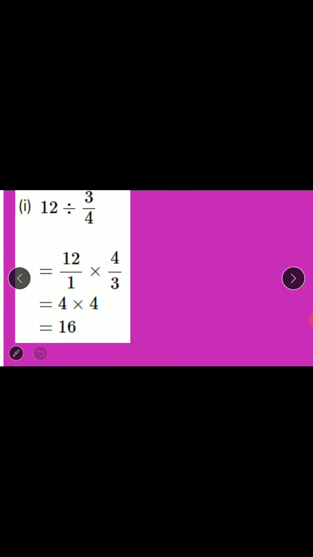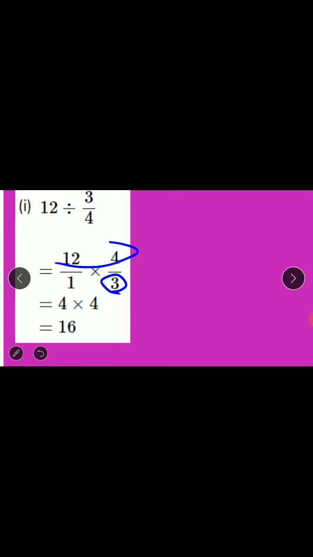So now we are going to simplify the multiplication of fractions by the simplification method, that is, where the numerator and denominator have a common factor. Let's check. Here 12 by 1 into 4 by 3. Let me take the smallest factor, 3. It is in the denominator position. Among 12, 1, 4 and 3, 3 is the smallest factor.